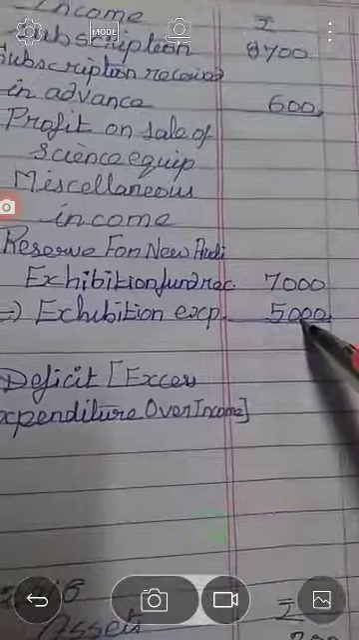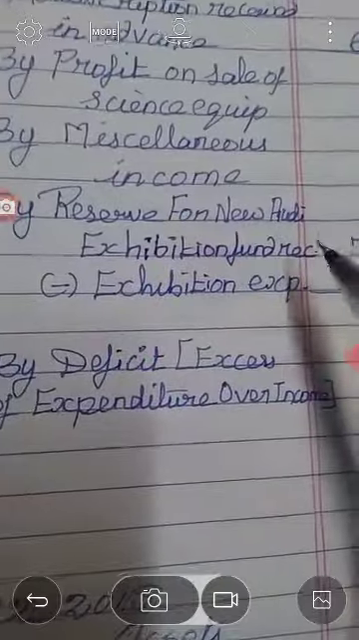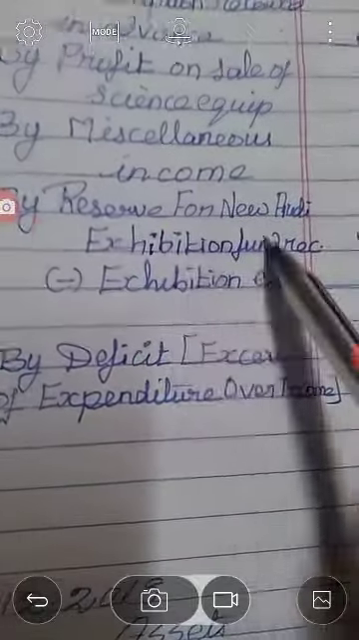Exhibition fund receipt is 7,000. Exhibition expenses is 5,000. So you have to subtract, and the balance amount is 2,000. The balance amount should be kept in reserve, so we put a heading by reserve for new auditorium. Within that, exhibition fund receipt is 7,000, then exhibition expenses is 5,000. 7,000 minus 5,000, 2,000 should be kept for reserve for new auditorium. The next one.